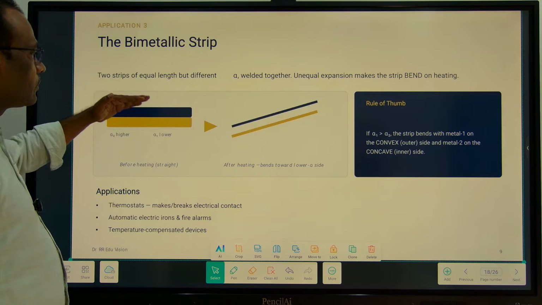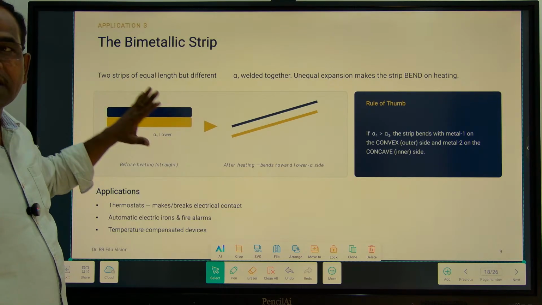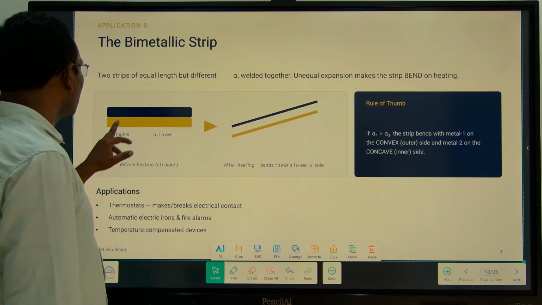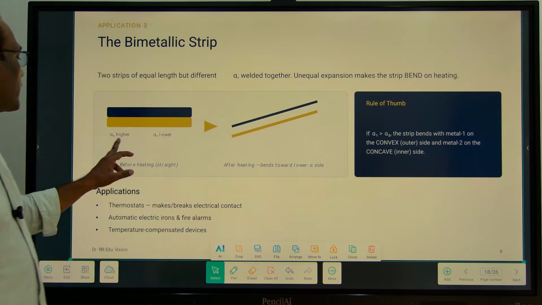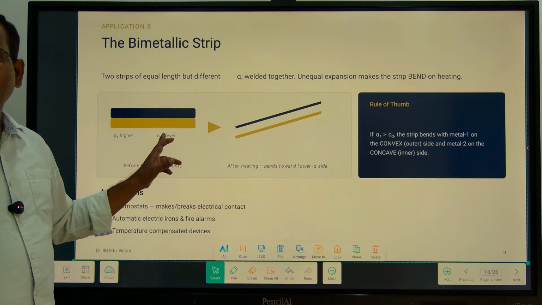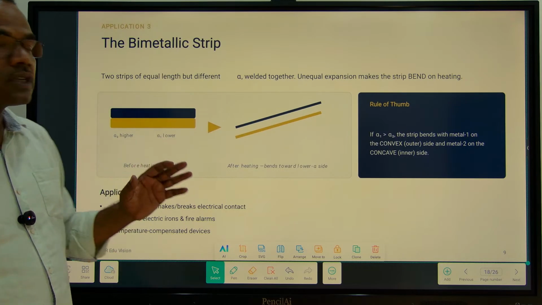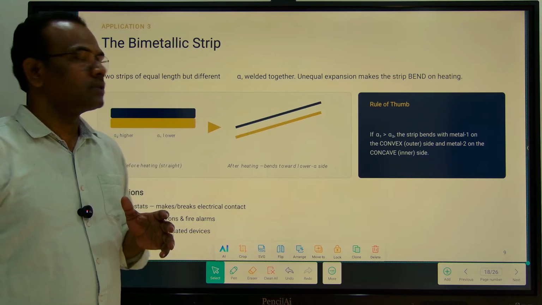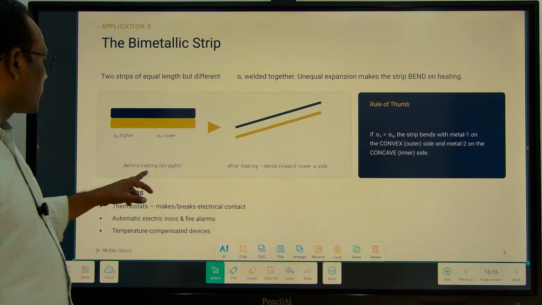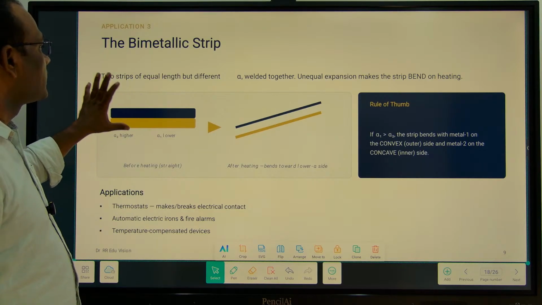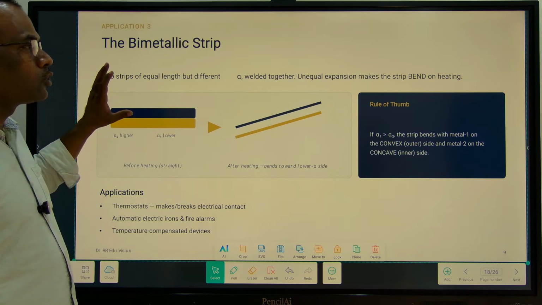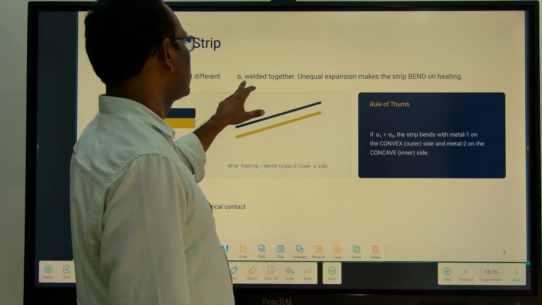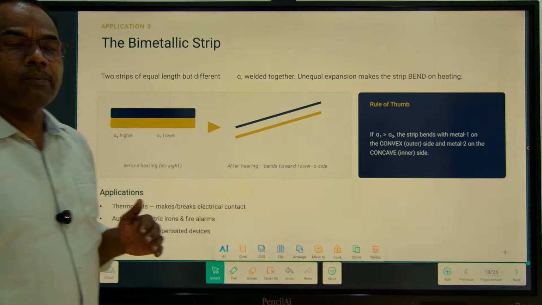Two strips are joined together to make a bimetallic strip. Dimensions, thickness, everything is the same, but the metals are different. One has a higher alpha value, the other a lower alpha value. Alpha means coefficient of linear expansion. The values are different for these two metal strips. So two strips of equal length but different alpha values welded together is called the bimetallic strip.